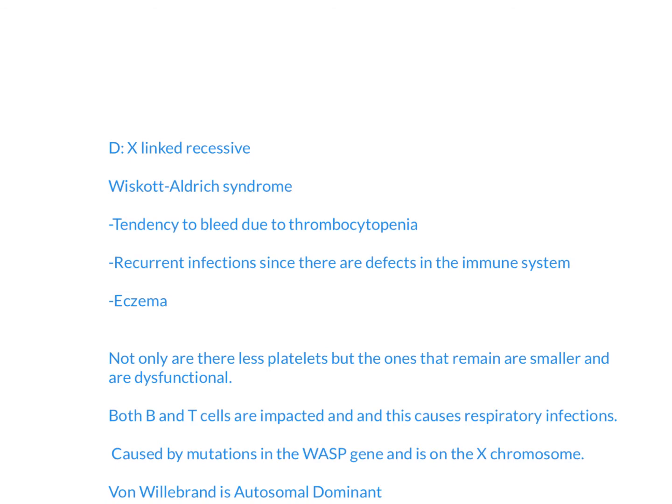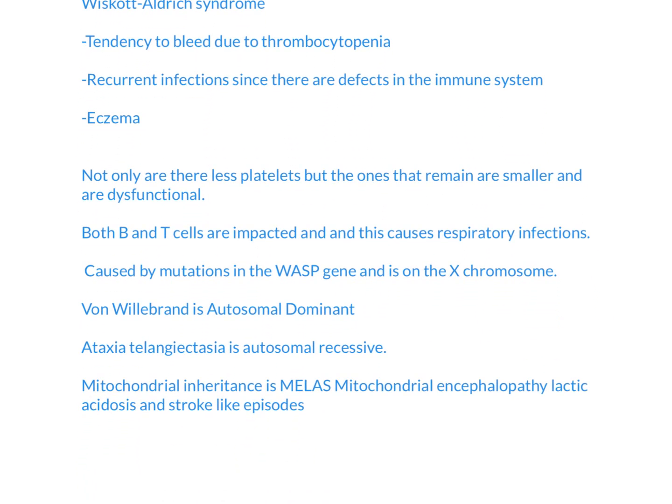So just going over that, you're going to have fewer platelets, and that's how they talk about the low platelets in the question. But not only are there fewer platelets, but the ones that are left over are smaller and dysfunctional.